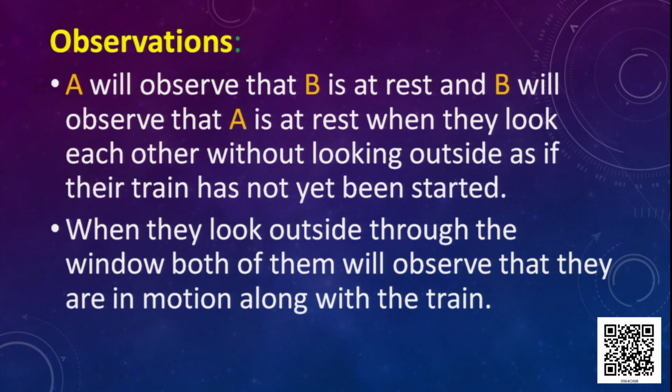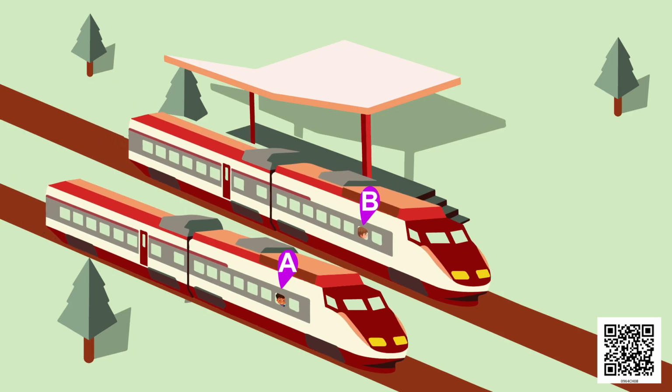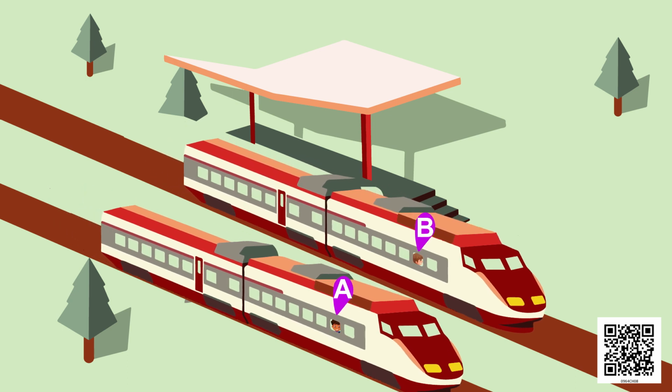So then, when they look outside through the window, both of them will observe that they are in motion along with the train. They are not at rest, but they are in motion along with the train. So this is a very, very common example with all of us. Whenever we are waiting for the train and we sit in two trains on the railway platform, when both the trains start at the same time in the same direction, we get this type of feeling. So from this, we understand that rest and motion are not absolute terms, but they are relative to each other.